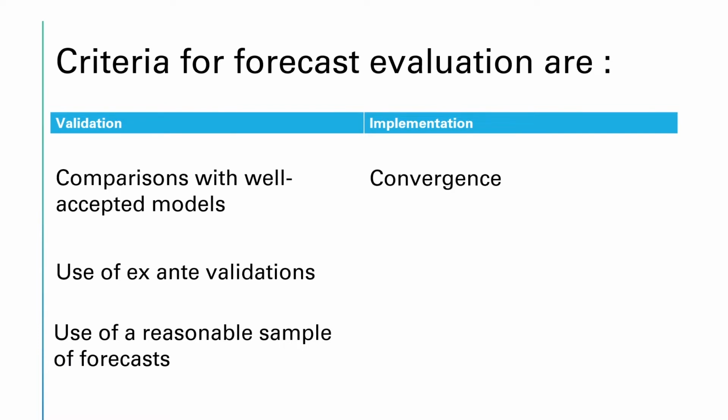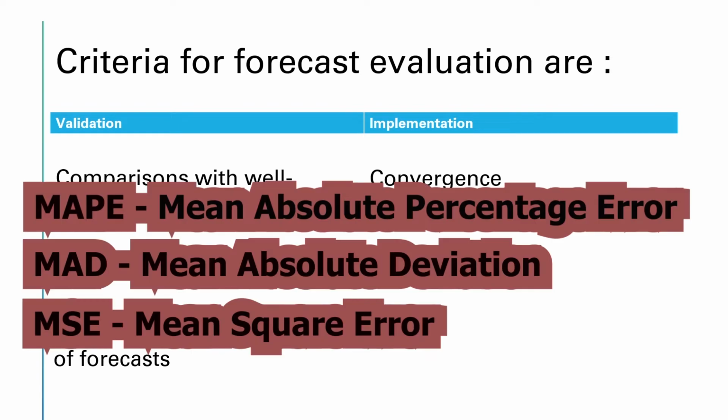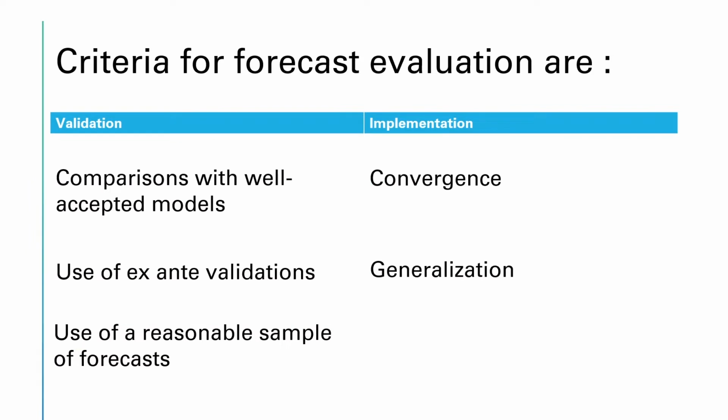In the implementation section, first is convergence. This relates to artificial neural networks in machine learning or deep learning models, where convergence is very difficult, but with exponential models or ARIMA models, it's very easy to compare them and reach convergence. Another is generalization. Generalization relates to the accuracy of the focused models. For example, we have the accuracy indicators MAPE, MAD and MSE. We will discuss these more precisely later.